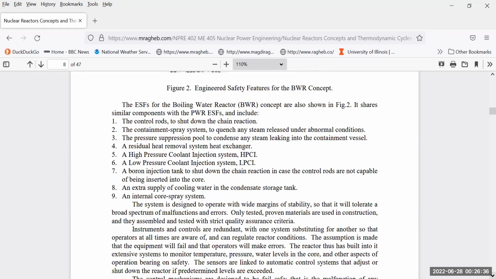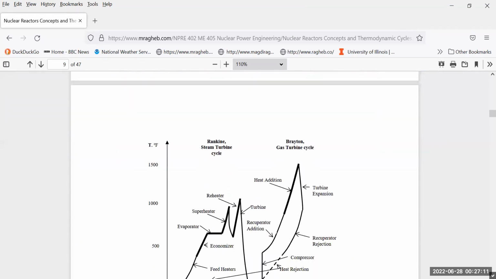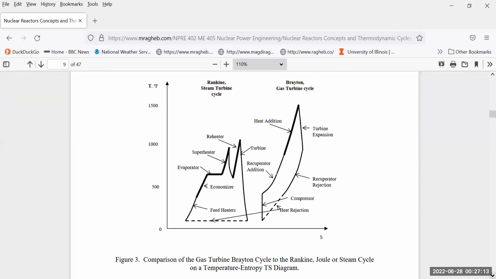So if we want to list the engineered safety features of the boiling water reactor, they have the control rods, the containment spray system, the pressure suppression pool, which is typical of the BWR, a residual heat removal system, a high pressure coolant injection system, a low pressure injection system, a boron injection tank, and the condensate storage tank instead of the refueling water storage tank in the PWR, and an internal core spray system. So all of these are systems that prevent the release of radioactivity in the case of an accident.